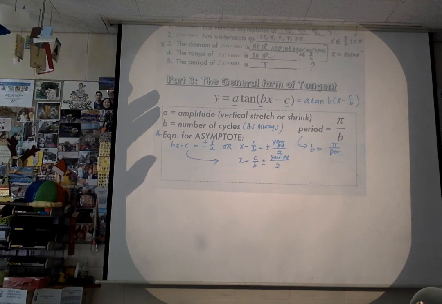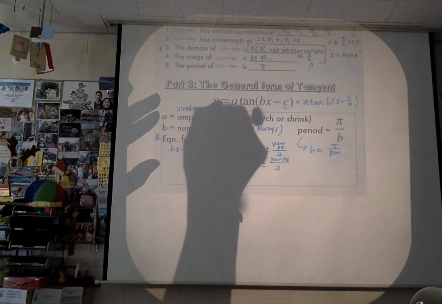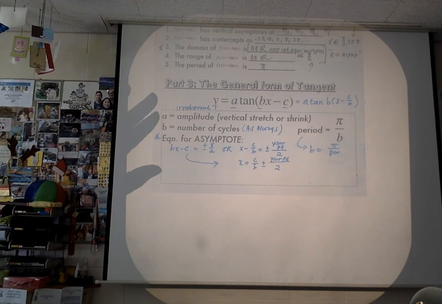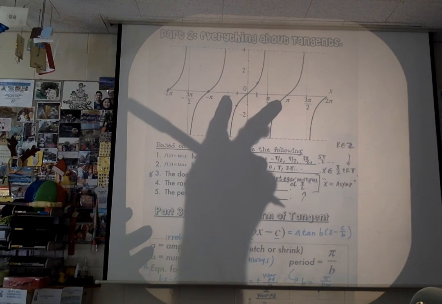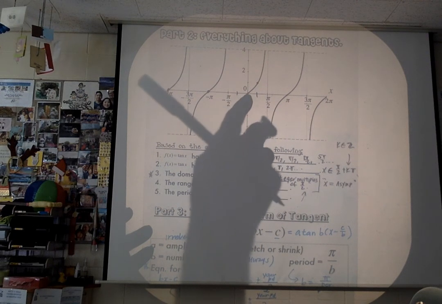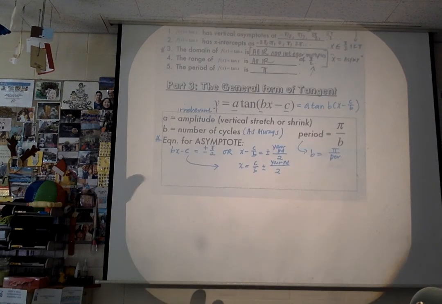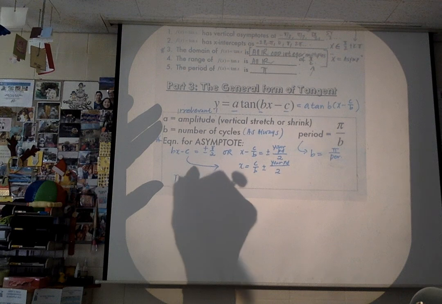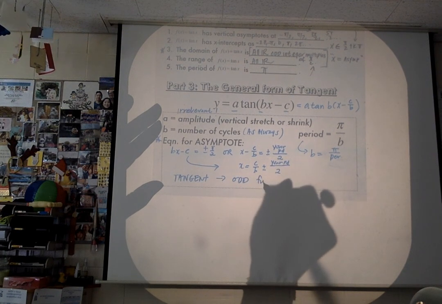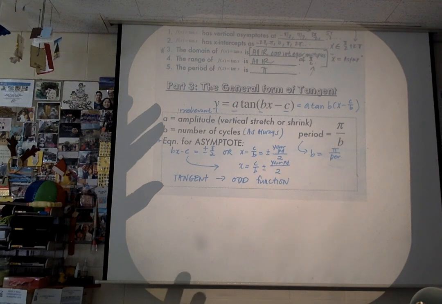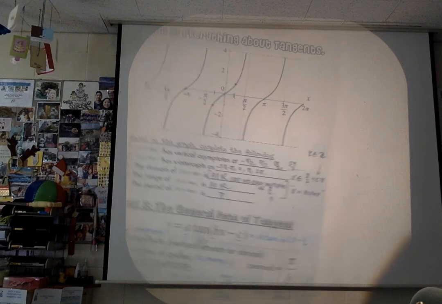Let's see what else. Amplitude really is irrelevant for a tangent, right? It doesn't really have a height or anything. You know how you have your asymptotes, and you have your 0, and you have your 2 points? It just tells you that point right there. That's the amplitude. Tangent is also an odd function. But I think we talked about that briefly in the past. Okay. Let's do this. Let's graph. All right?